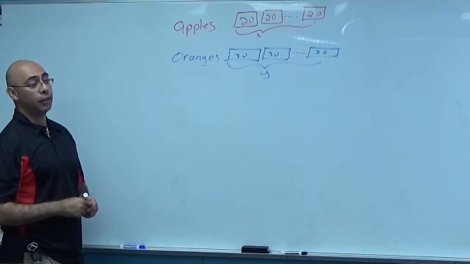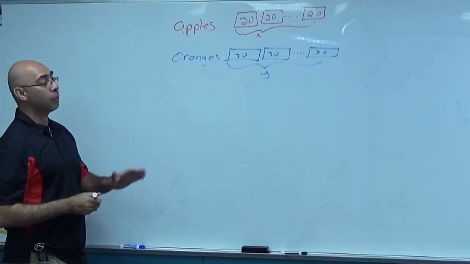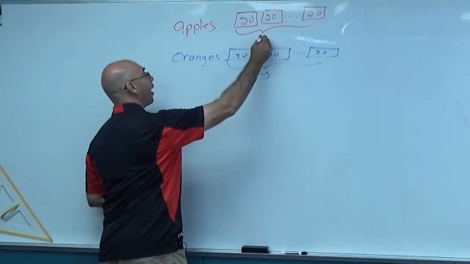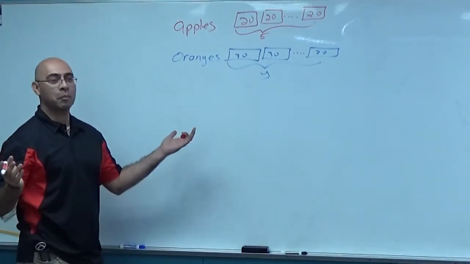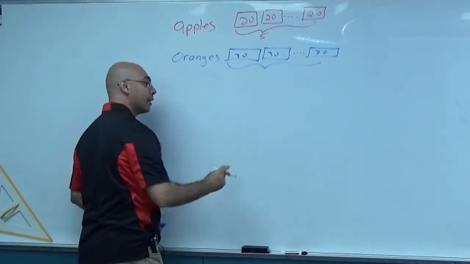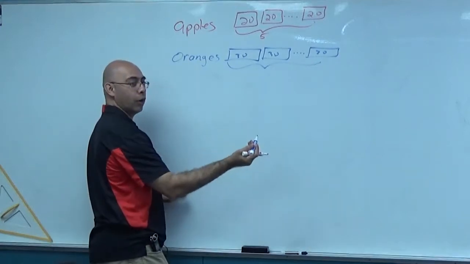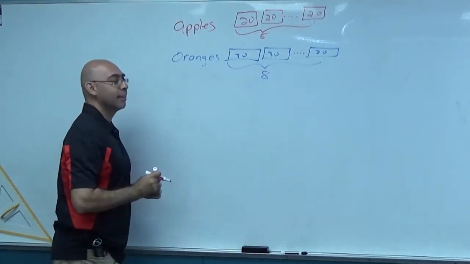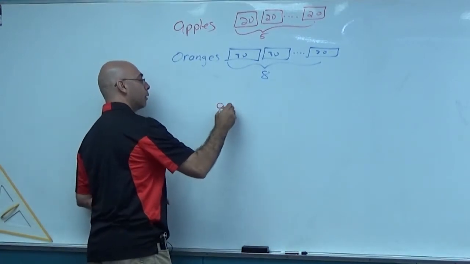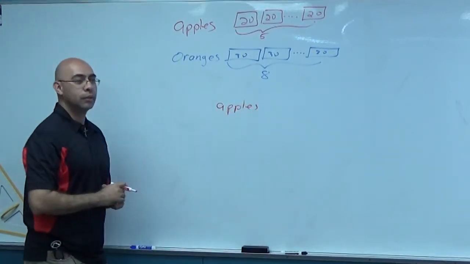Well, if you're not sure, pick a number. For example, let's not say X. Let's use the number 5. I'm just randomly picking that number, 5. And for oranges, let's not say the letter Y. Let's use, I don't know, the number 8. So my question is this. To figure out how many apples there are, what would you do?